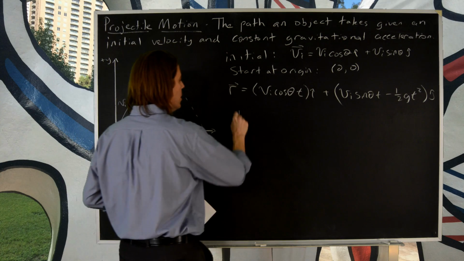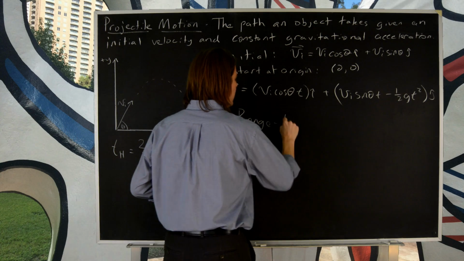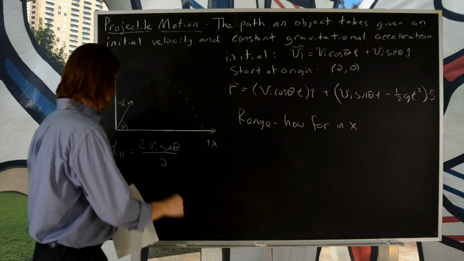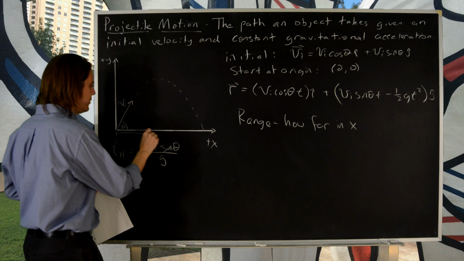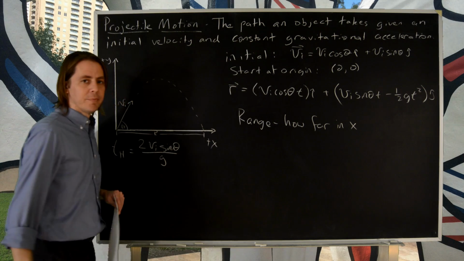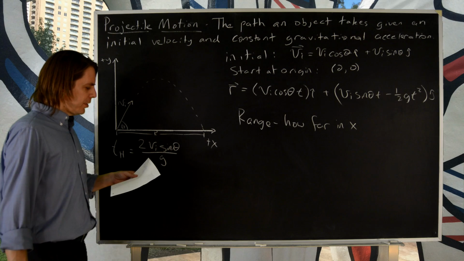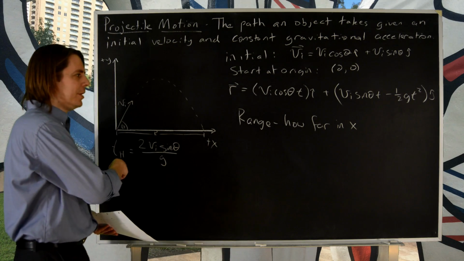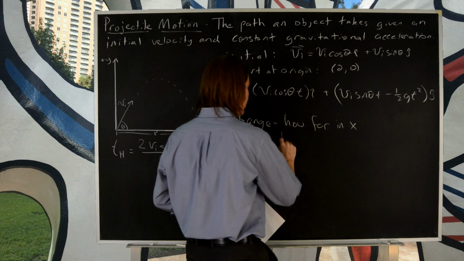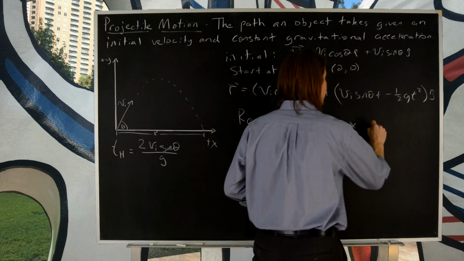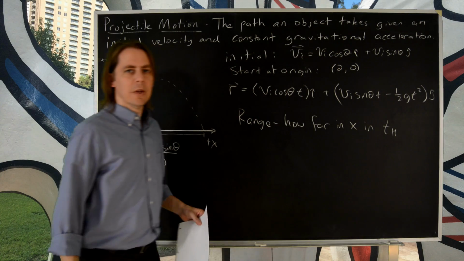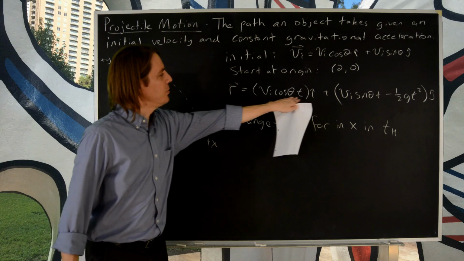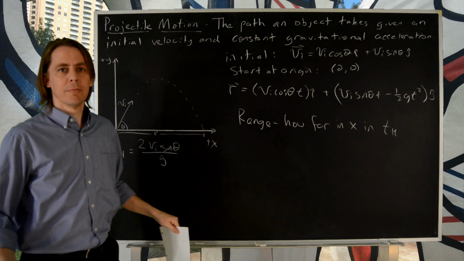The range is how far it went in x. All right, so if we're going to label the range on the drawing, it would basically be here, this distance. How far did it go in x in the hang time? Well, we already calculated the hang time, so really all you have to do is ask: what was the x position if we plug t_h in here? That's really all it is.